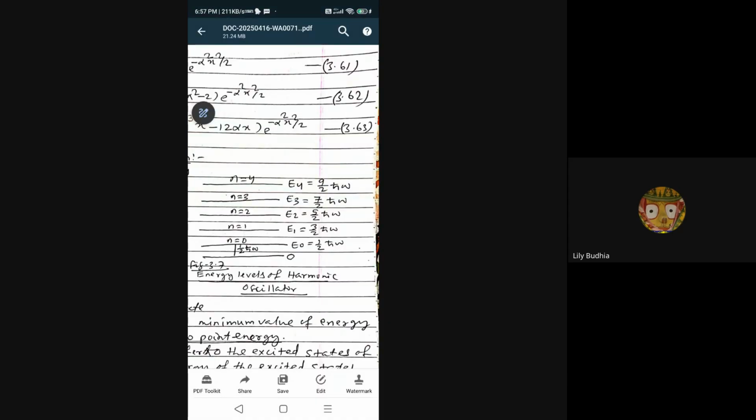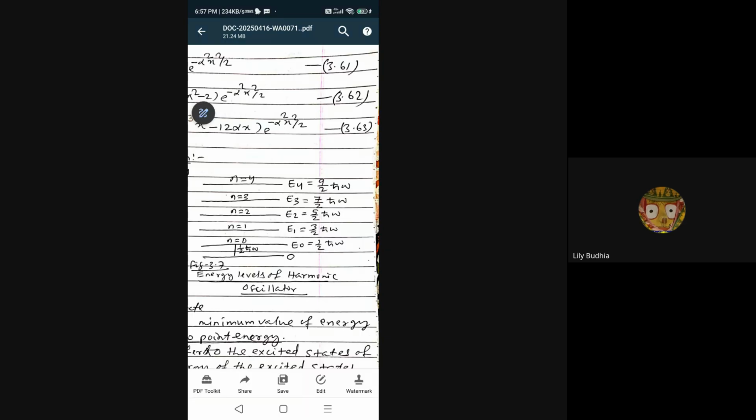E0 is equal to half h cross omega, E1 is equal to 3 by 2 h cross omega, E2 is equal to 5 by 2 h cross omega, E3 is equal to 7 by 2 h cross omega, E4 is equal to 9 by 2 h cross omega. So your energy levels are equispaced, that is h cross omega.